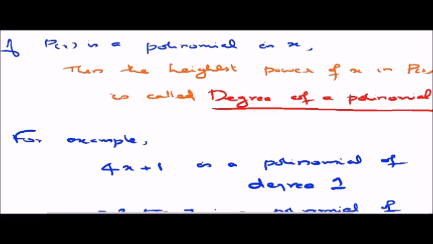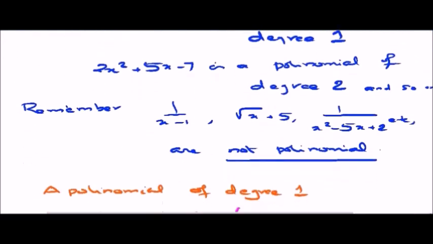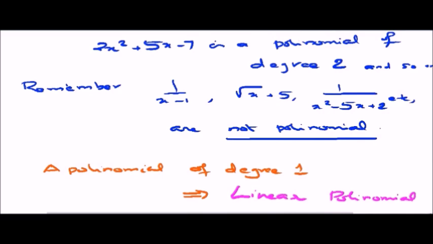Last year we studied polynomials. Let's recall. If p of x is a polynomial in x, that is x square plus 2x plus 5, then the highest power of x in p of x is called the degree of the polynomial. For example, 4x plus 1 is a polynomial. What is the degree? It's degree 1 because x is to the power 1.